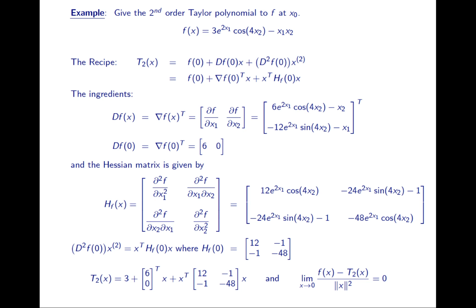Furthermore, the difference of f and t2 divided by the norm of x squared goes to 0. That's guaranteed to us by the Taylor theorem.